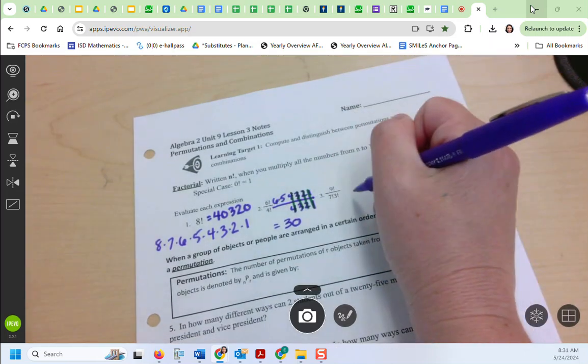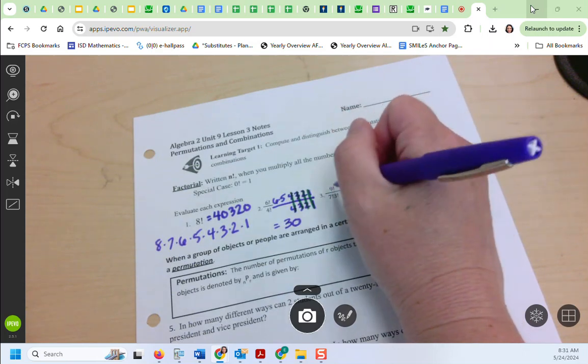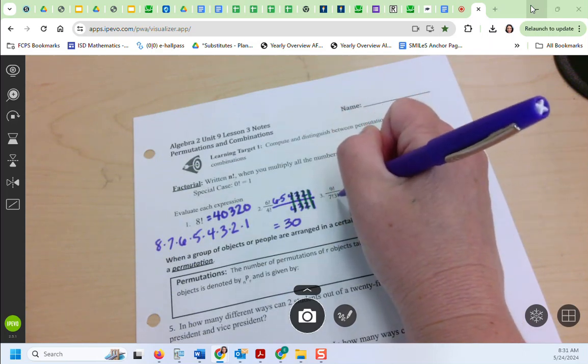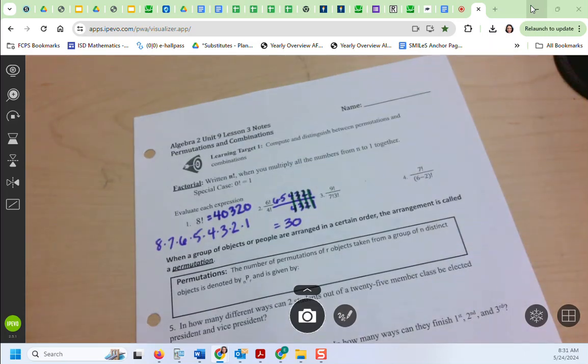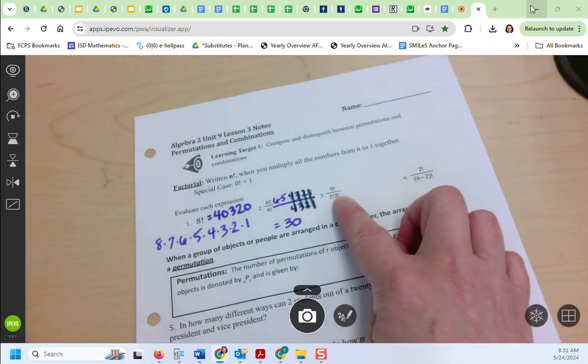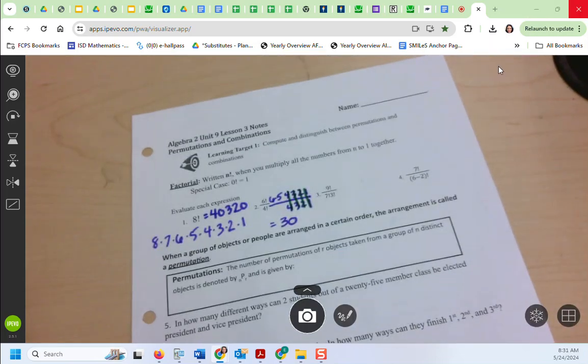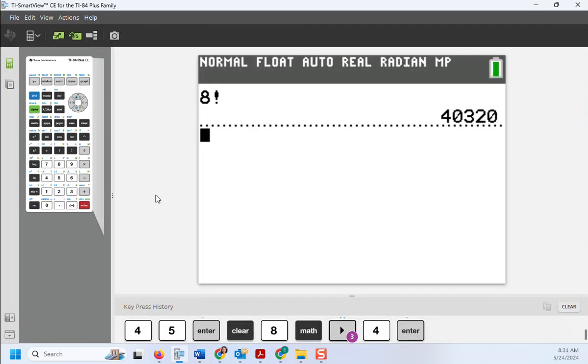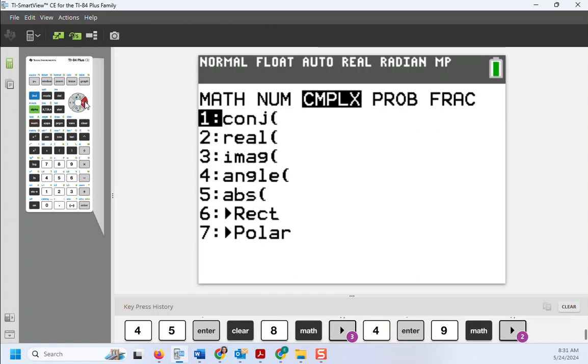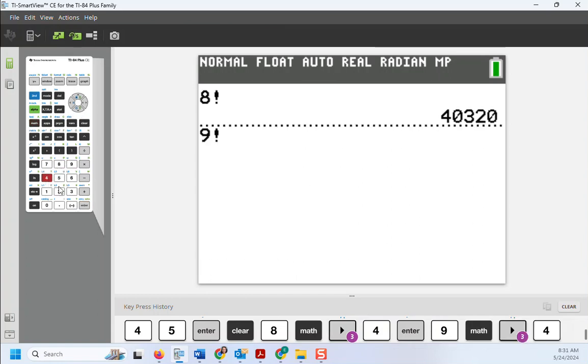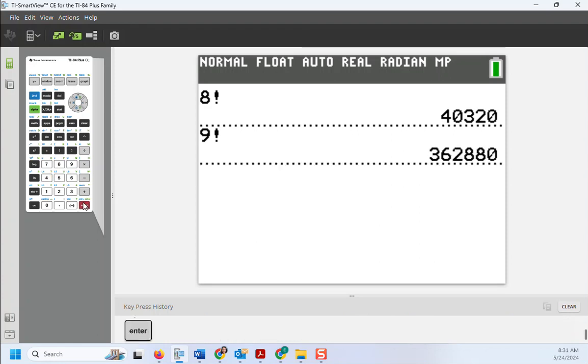If you do this in your calculator, you might want to calculate the top separate from the bottom just to make sure you don't make a mistake. Again, this is one that you could simplify and do in your head, but you don't have to. I'm going to do this on the calculator. So I'm going to do 9 factorial, 9 math, go over to probability and choose 4. And then I'm going to do 7 factorial, 3 factorial.